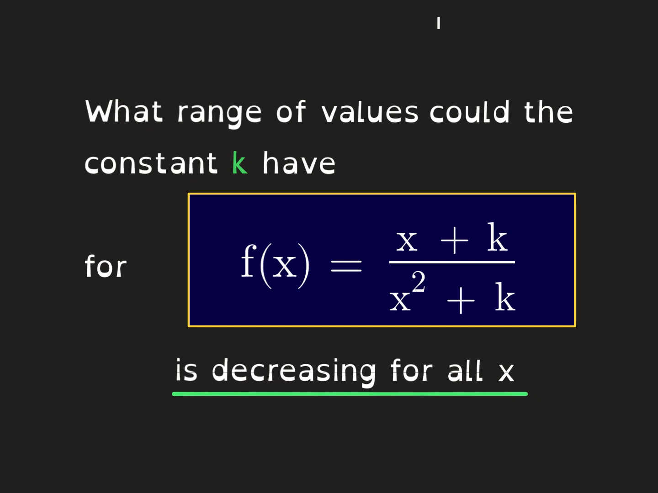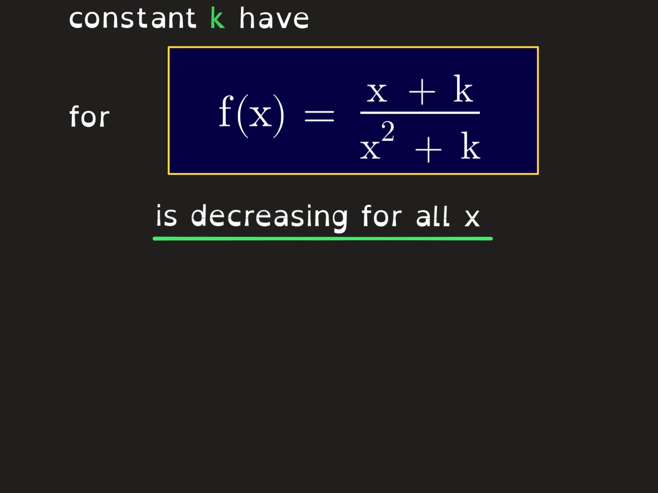So first of all, we need to find the derivative of this function, which will give us that slope function. Using the quotient rule, where u is equal to x plus k, and therefore u dash is equal to 1, and v is equal to x squared plus k, and v dash is equal to 2x. And the formula for the quotient rule is here. We will just substitute all these numbers.